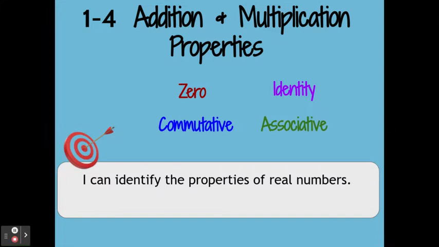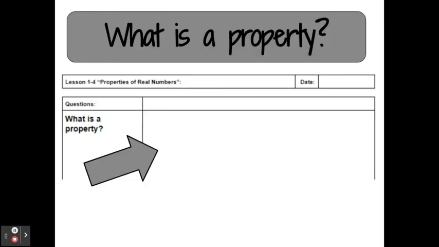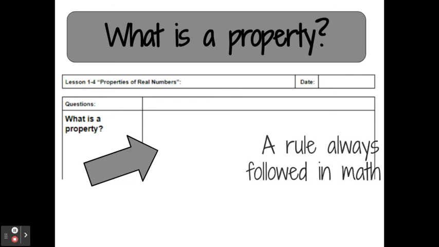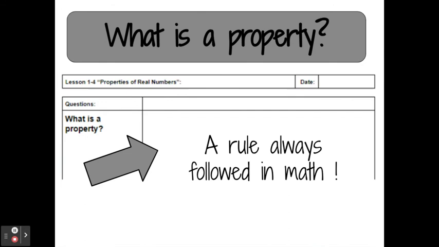The goal today is I can identify the properties of real numbers. Go ahead and open up your notes packet to lesson 1-4. We're going to be looking at addition and multiplication properties today. First of all, you're going to see the question, what is a property? Well, a property is just simply a rule that we always follow in math.